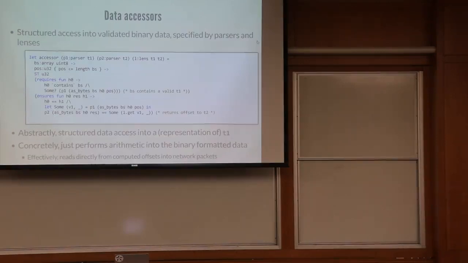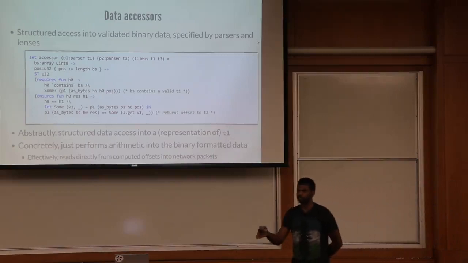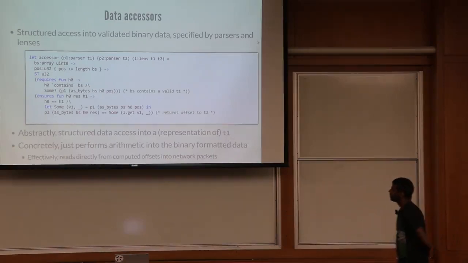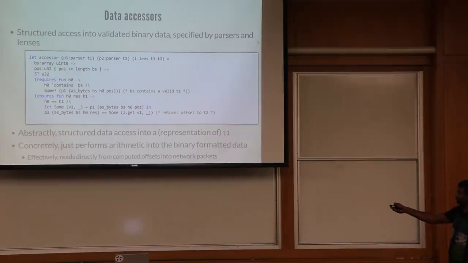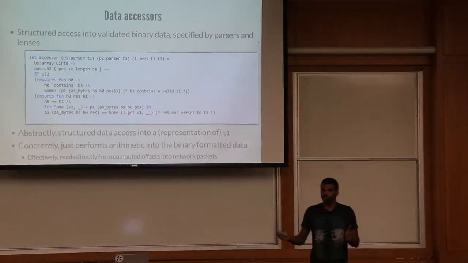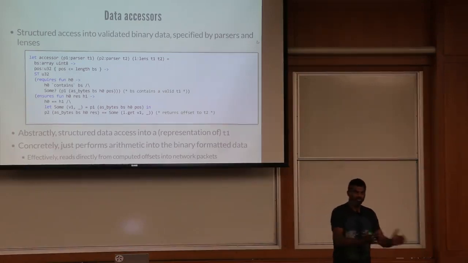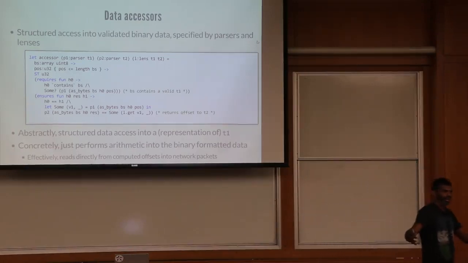So now I need data accessors. I know that something is valid, and I want to actually read some fields out of it. And these are now my data accessors. And here we come back to this idea of a lens. Ultimately, structured data access is like a lens. I have some raw data that's valid, I know it's a valid T. I'm trying to project a field from it. Well, projection is like doing a lens read, right? So that's what an accessor is going to tell me.